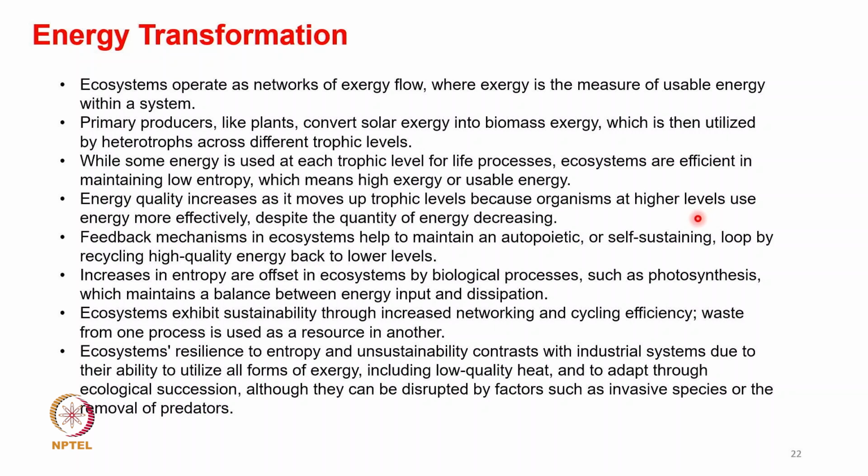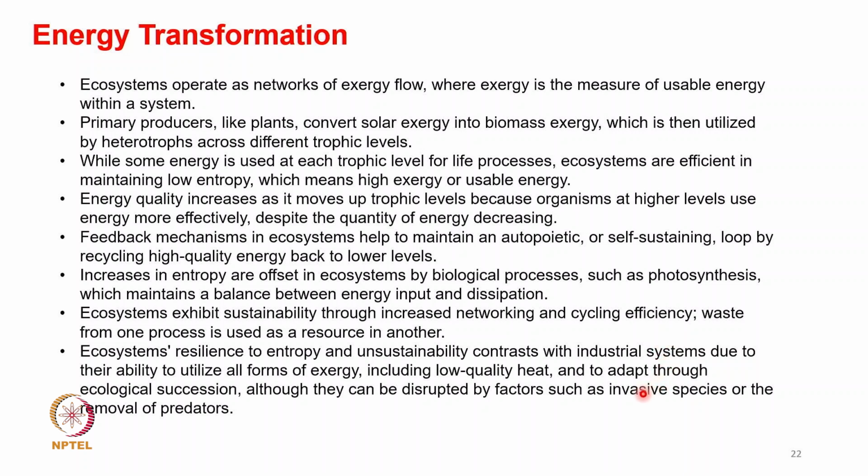So the energy quality typically increases as it moves up the trophic levels because the organisms at higher levels use energy more effectively. An increase in the entropy is offset in ecosystems by biological processes such as photosynthesis, which maintains the balance between energy input and dissipation. Ecosystems typically exhibit sustainability through increased networking and cycling efficiency. Waste from one process is used as a source in the other.